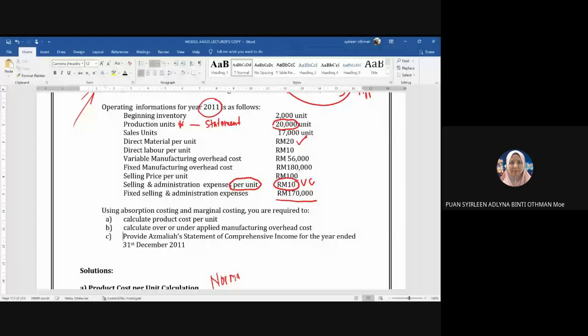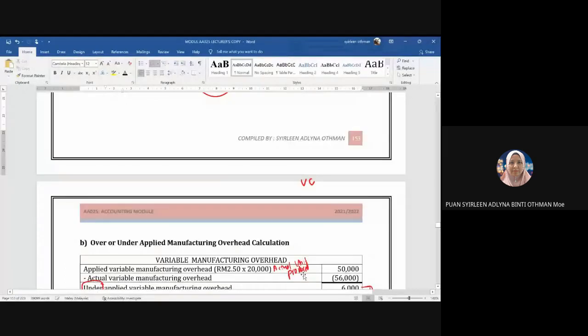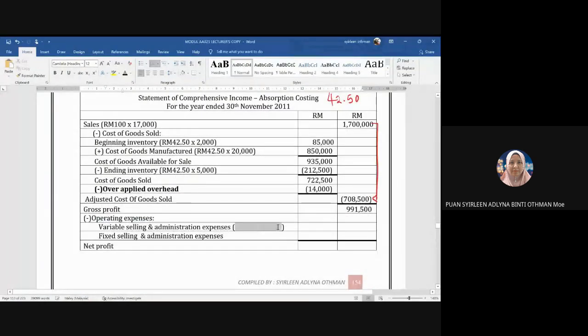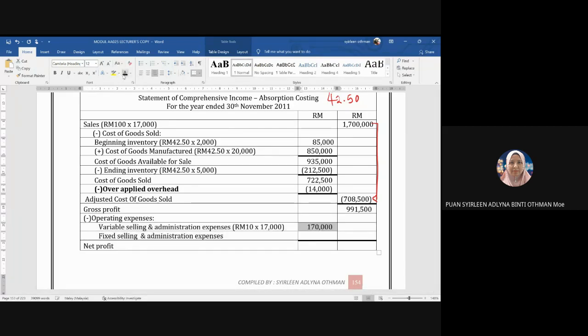Okay. So my variable selling and admin below will be RM10 multiplied by sales units 17,000. Now I'm using 17,000 because everything below here is related to sales only. Nothing to do with production. Okay. So my variable selling cost is 170,000.